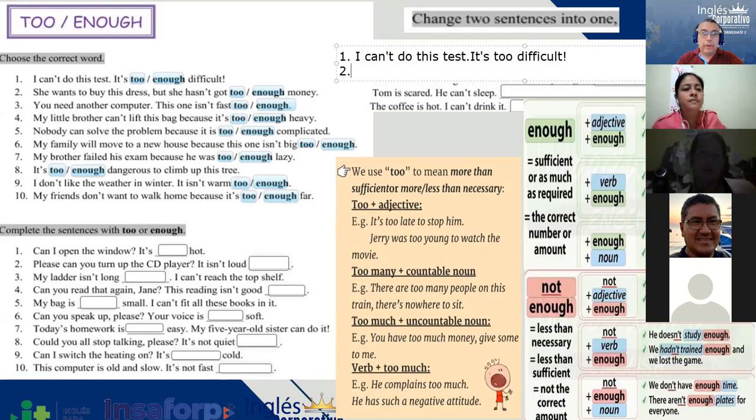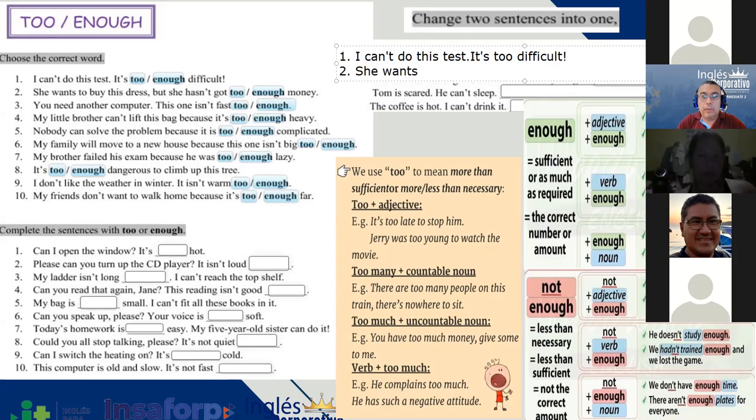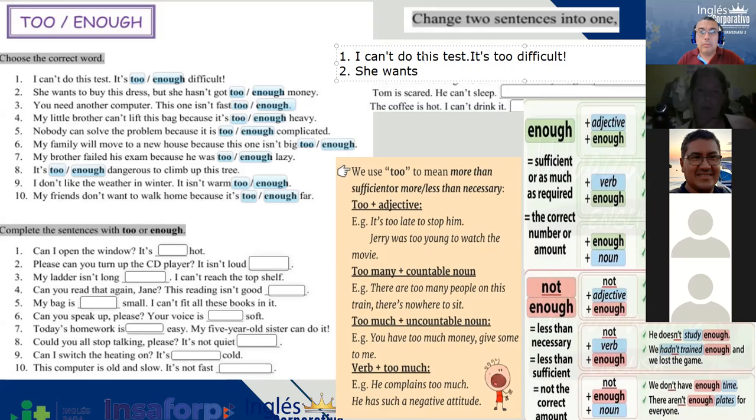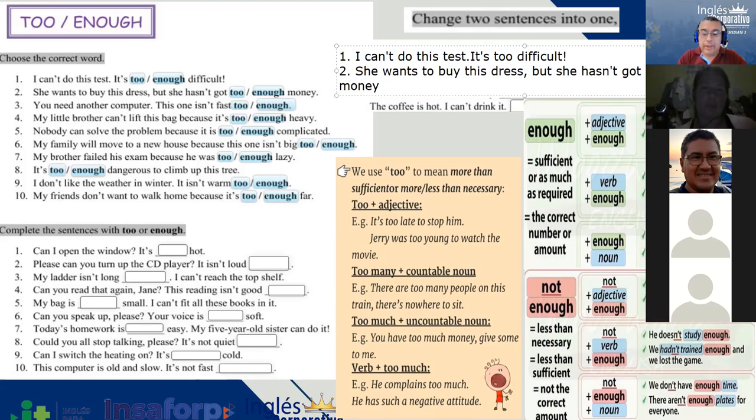Can someone do number two? And then I'll let you do this on your own individually. Number two, who wants to do number two? Who wants to participate? Me, teacher. All right. He wants to buy this dress, but hasn't got enough money. Okay, she wants to buy this dress, but she hasn't got enough money. Okay, she hasn't got enough, right? Enough money. All right, great. That will be number two.